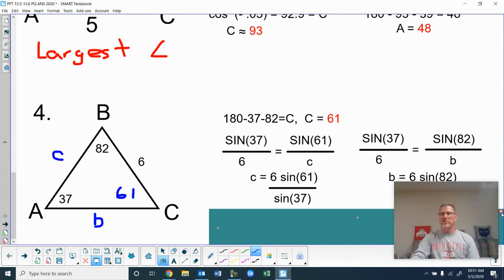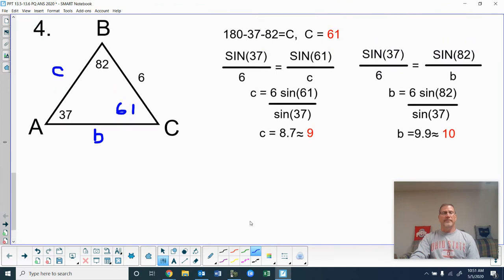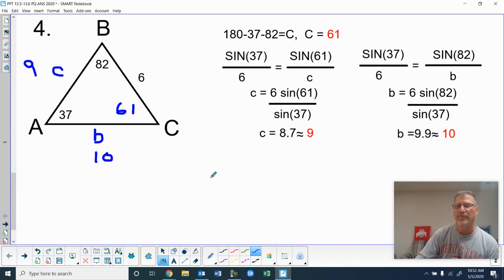Let's get rid of the shade. Extend it for you so you can see it. All right. So again, sine of 37. Remember, it's the sine of the angle over the opposite side. Sine of 61 over C, and sine of 82 over B. Cross multiply and divide. And I rounded to the nearest whole number. So we get C is 9 and B is 10. All right, so that was number 4.